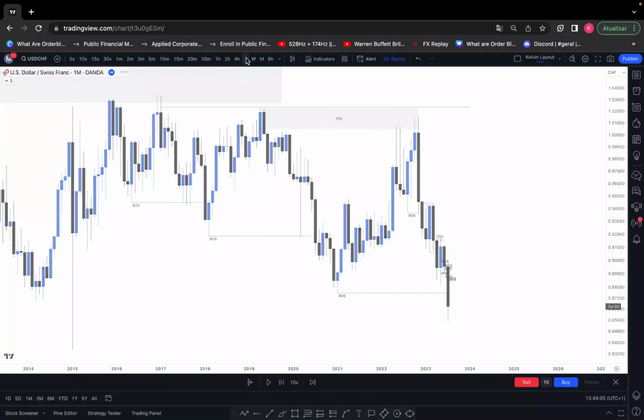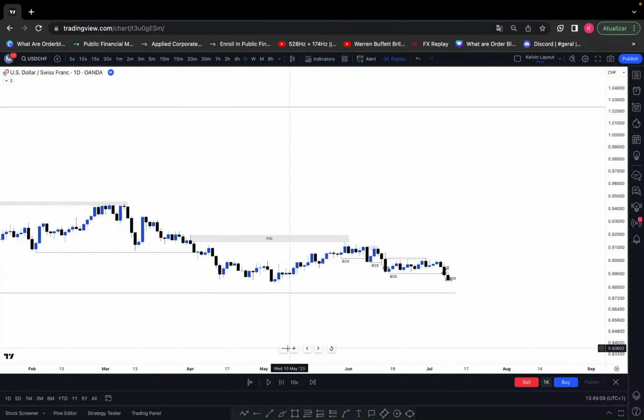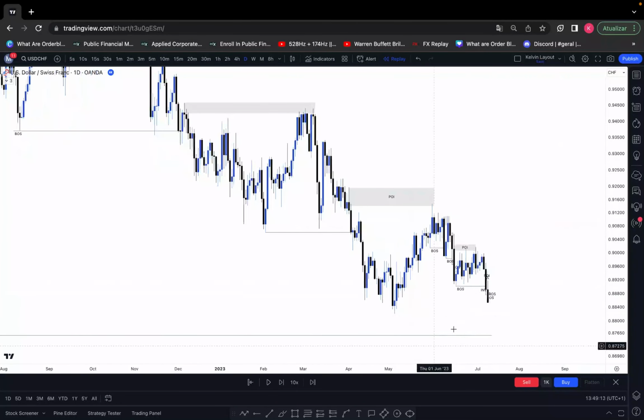So if I drop down, for example, to the daily time frame, we can see that the monthly low is this one right here. This is that monthly previous low that we wanted to take all the way down, right? So what happened is that once price came to this daily point of interest, as I like to do, once price hits the daily point of interest, we drop down to the 4-hour time frame.